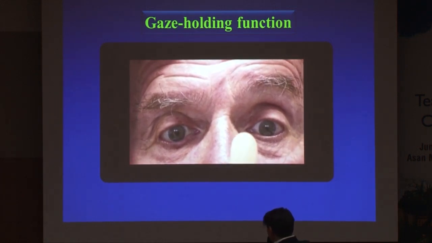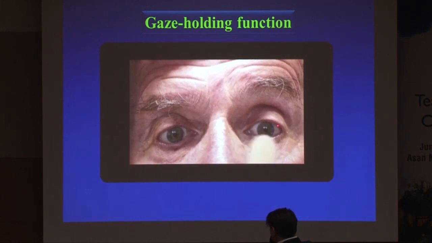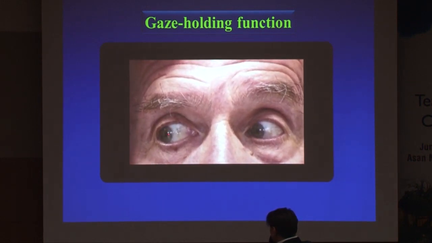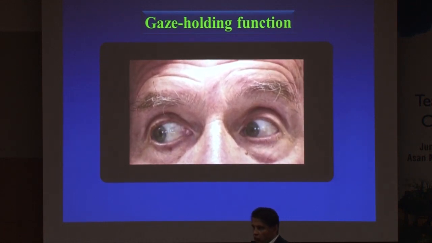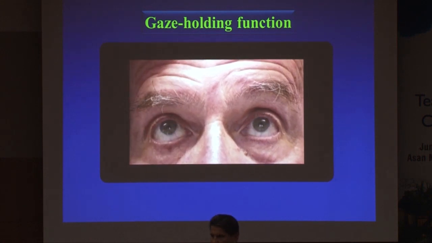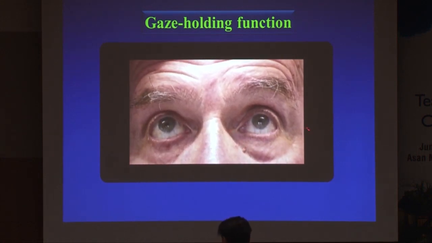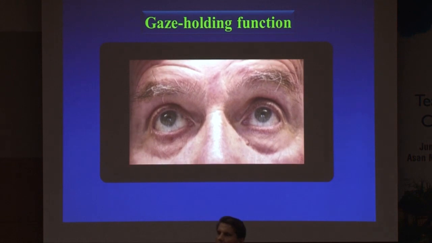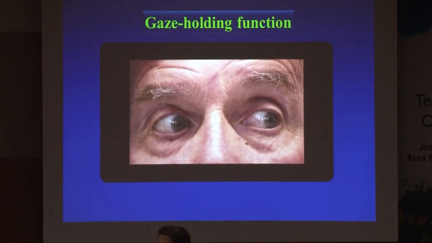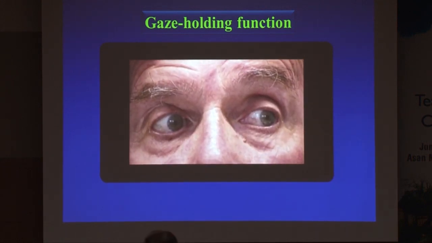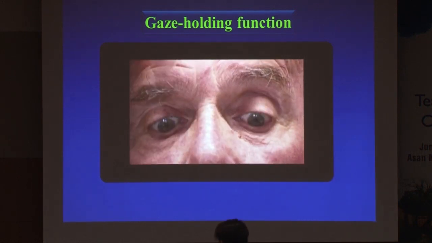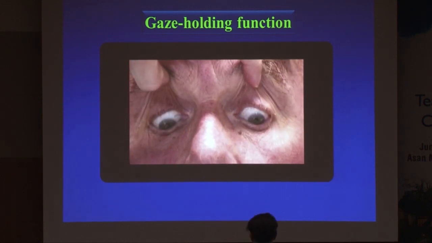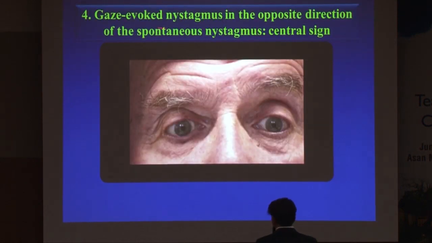Patient looks straight ahead. Now you see a nystagmus beating to the left. When he looks to the right, you will see a nystagmus beating to the right. So the key word for you is direction-changing nystagmus, because if you examine the patient while looking to the left, this normally leads to an increase of the intensity according to Alexander's law. This will not help to make the diagnosis. But what helps is to examine the patient looking in the opposite direction. So gaze-evoked nystagmus in the opposite direction of a spontaneous nystagmus is a central sign.